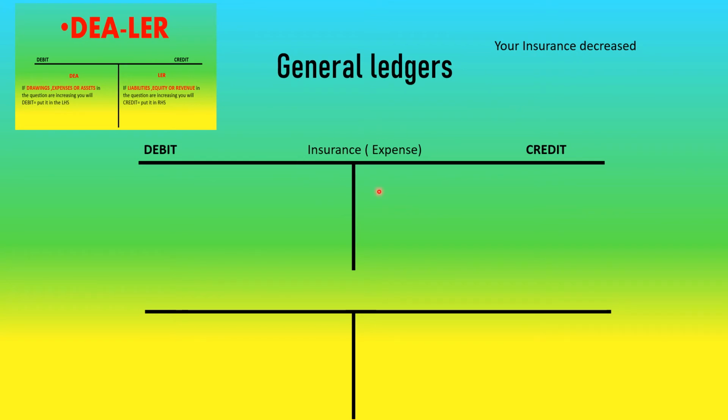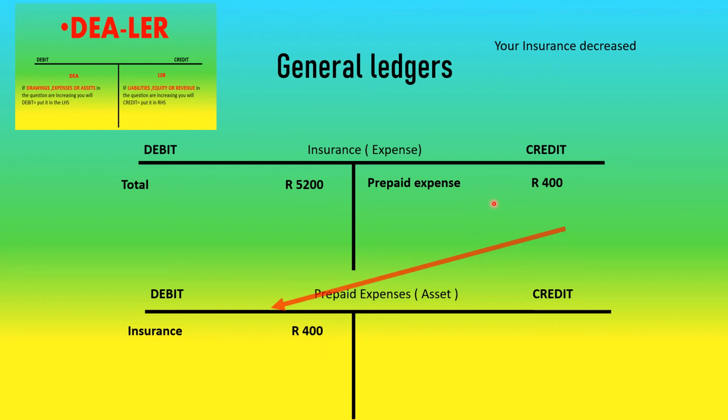Here is your insurance expense account. Our total insurance expense is on the debit side, 5,200. The dealer rule: expenses go on the debit side. But now you have to decrease your expense so that you only have 12 months in it. We would decrease it by doing a credit in your prepaid expense account of 400 Rand. In your prepaid expense account, you would bring the 400 Rand. So basically, you've now adjusted your insurance expense in your income statement and you've taken it to your balance sheet account.